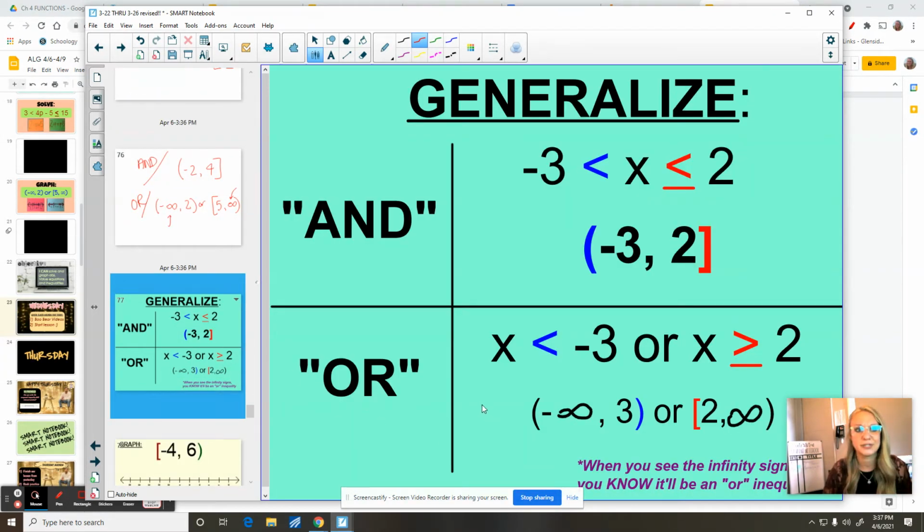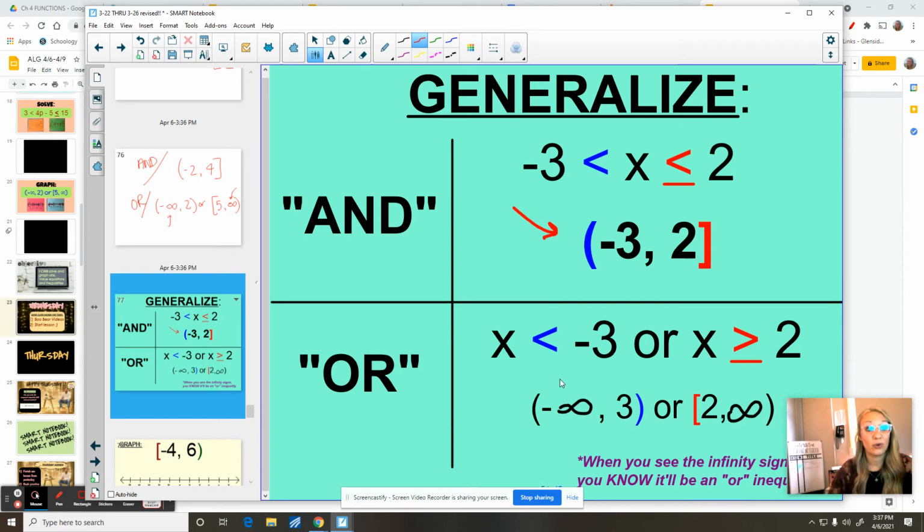Oh, and then here's my generalization slide. I should have just showed this one. When you have your and compound inequality, you're going to have a single interval here. But when you have your or compound inequality, you know that you're going to need that negative infinity and that positive infinity. And please don't judge the way that I drew it. You know I'm not a good artist.